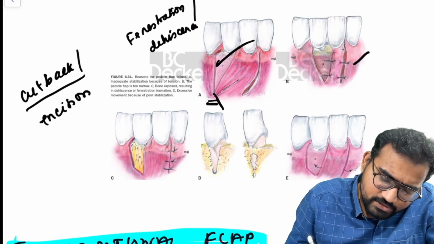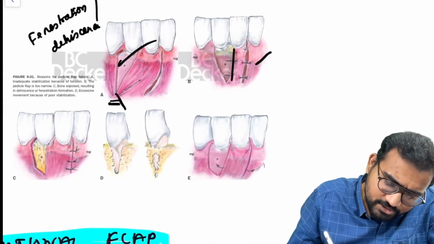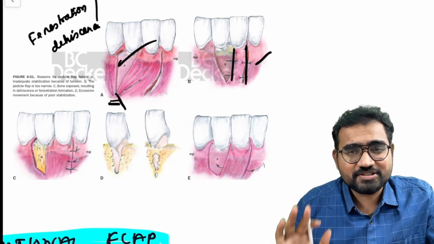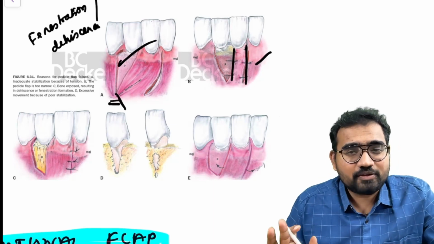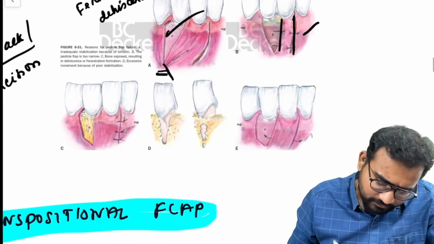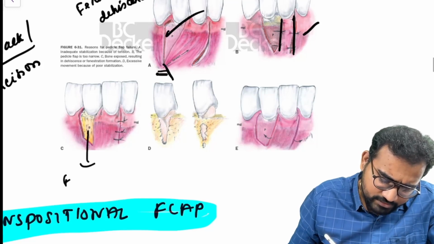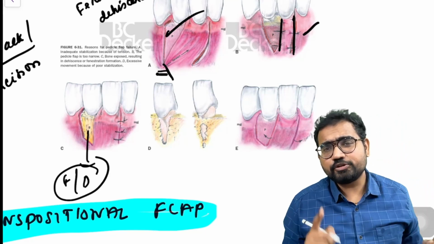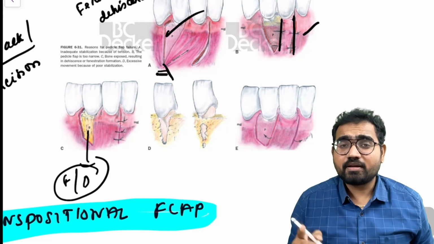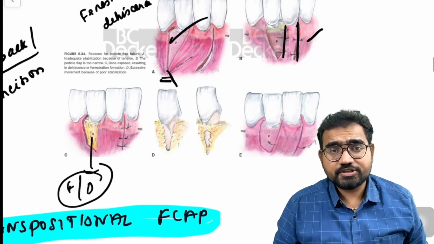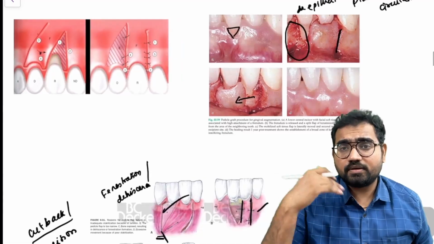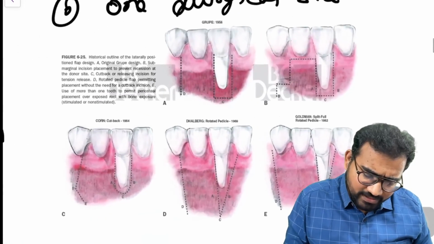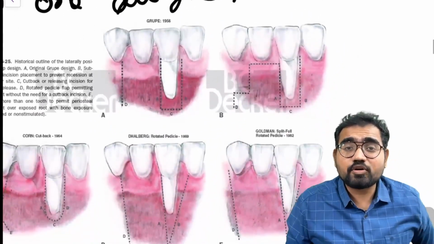Take a look at this one. The flap is extremely narrow and thin, so it's going to get detached or degenerate over a period of time. And this is what I was talking about: fenestration and dehiscence. Since you are raising a full thickness mucoperiosteal flap, there are chances of fenestration and dehiscence at the donor side. So these are the few incision techniques which were followed earlier.